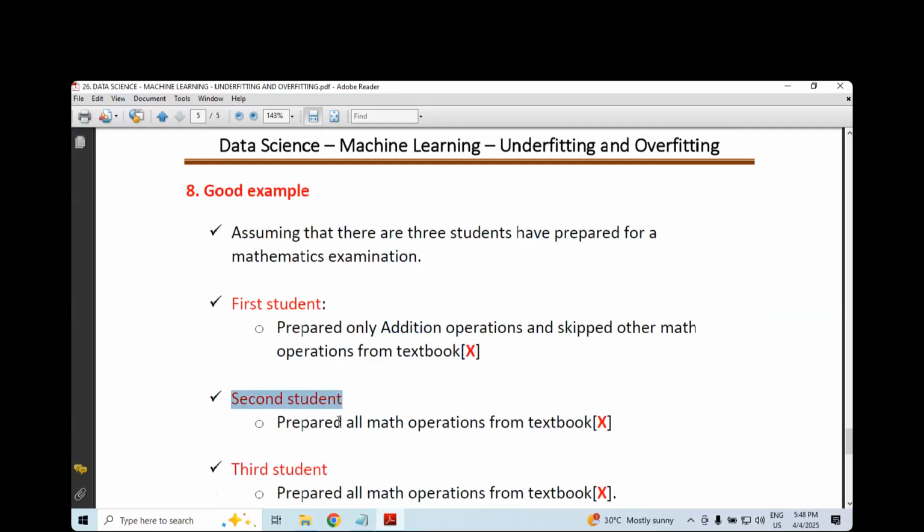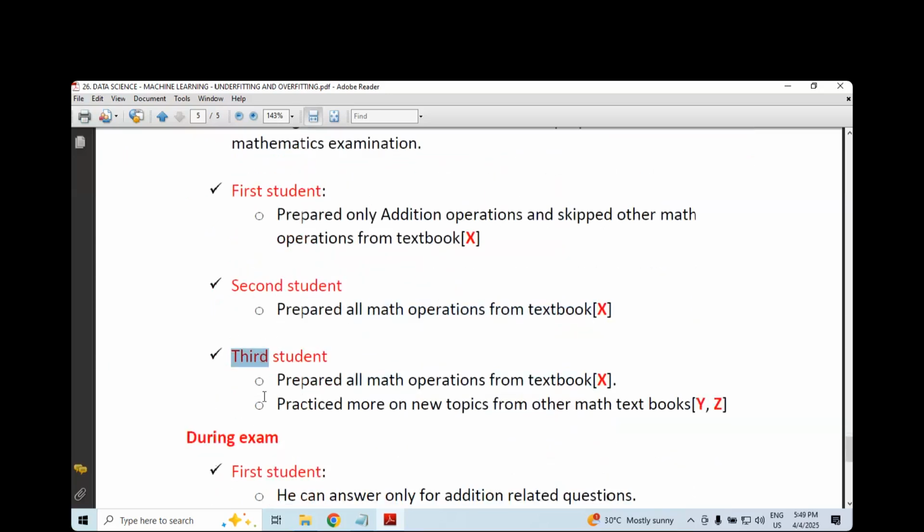The second student prepared all math operations from this one book, but is there any guarantee? He can attempt right or wrong. The third student also prepared all math operations from this book, then he went to the library. Some students, even in your college, once they finish one book, go to the library and check more. Right? Practice more on other topics from other math textbooks also. That is a good practice. Machine learning should be like the third student.